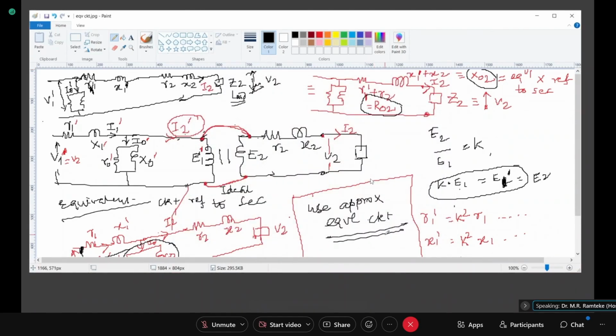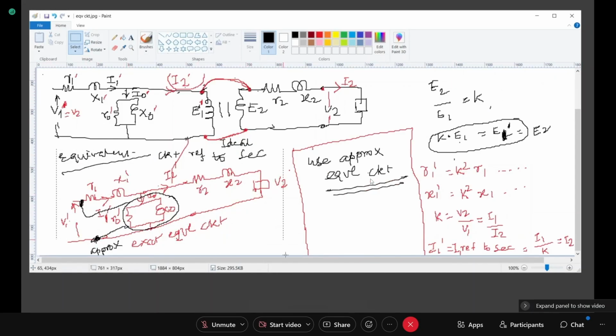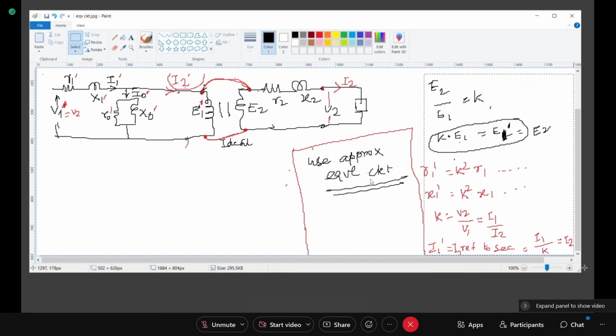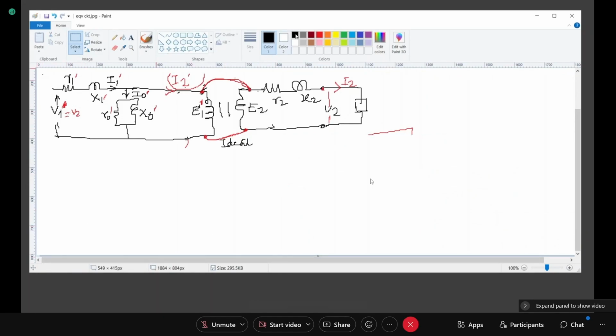Now this was done with reference to the secondary, but the same thing can be done on the primary side also. So I will just delete the portion. Just 2-3 minutes only. Okay, now all the dash has to be removed. Initially we will do that.